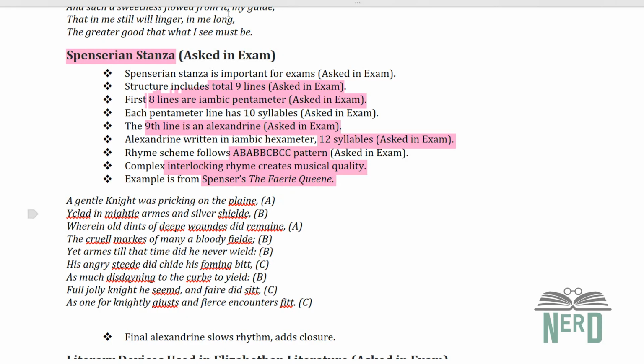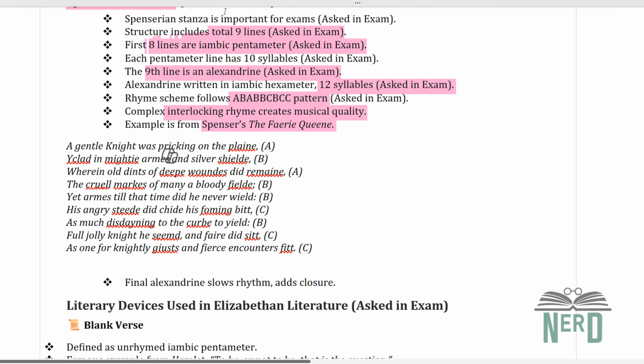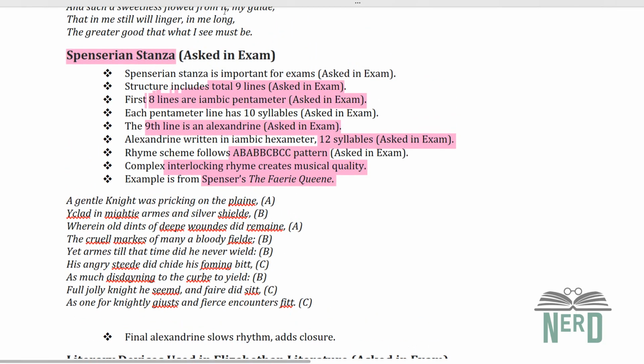Take these opening lines from Spenser's The Faerie Queene. Here is the original script, which will give a clear sound and pattern. I'm going to read it as it is. Just focus on the sound, not spelling.